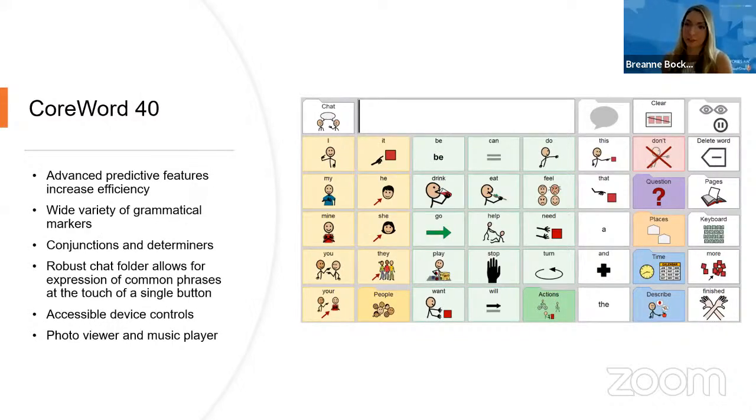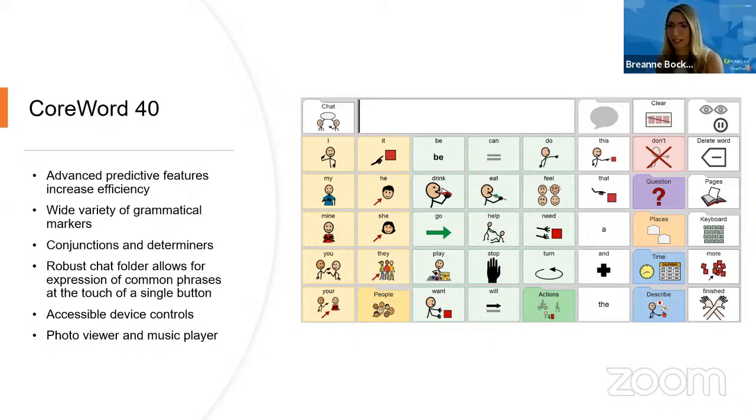CoreWord 40 further expands on those other layouts and adds more predictive features to further increase the communication efficiency. So if I'm using the word go, and this was true too in CoreWord 20, it's going to take me over to the places. If I'm using the word eat, it's going to take me straight over to that food. So I'm not having to navigate through each category or make more button hits than necessary. The system already kind of knows what that next fringe word in my phrase is going to be, making it a lot easier to build those phrases.